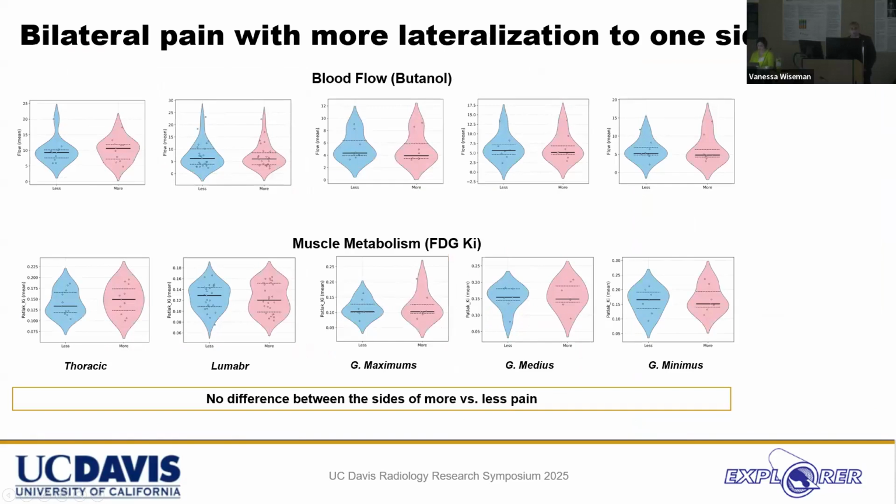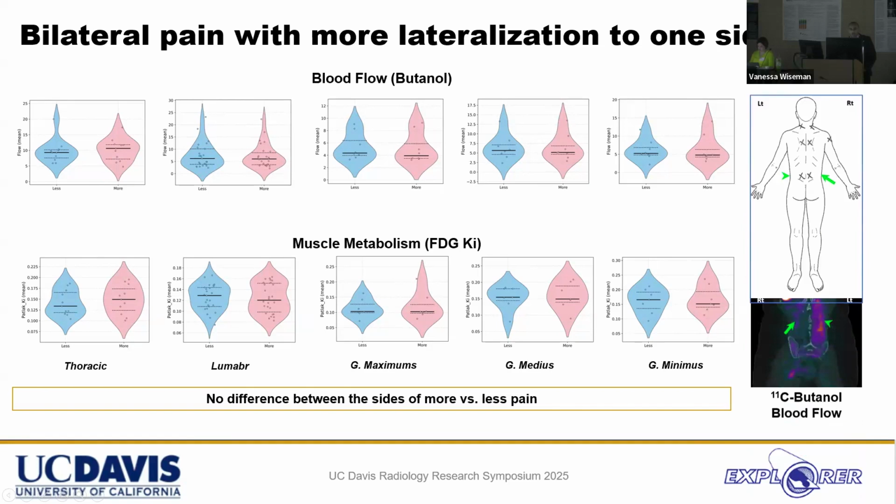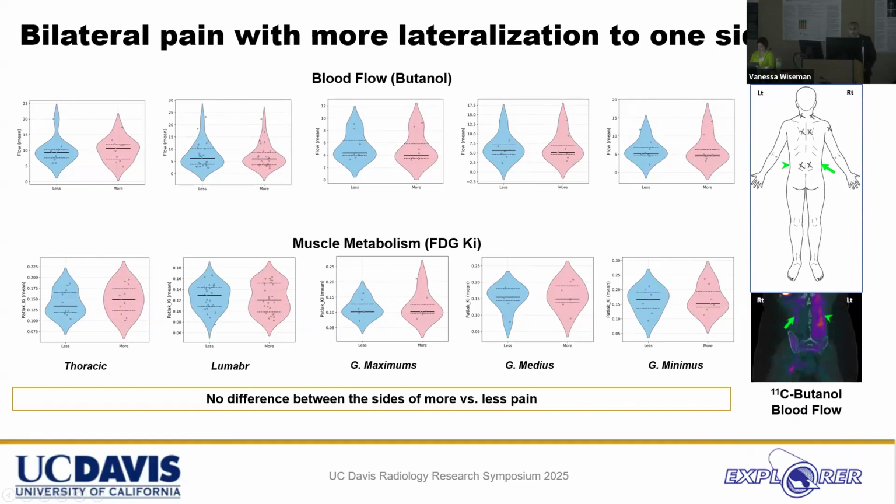For those who have bilateral pain, the derived metrics were not significantly different between the side with more or less pain. And this is an example where the subject pointed out bilateral pain, referring more to the right side, while on the butanol blood flow, we can see the opposite.